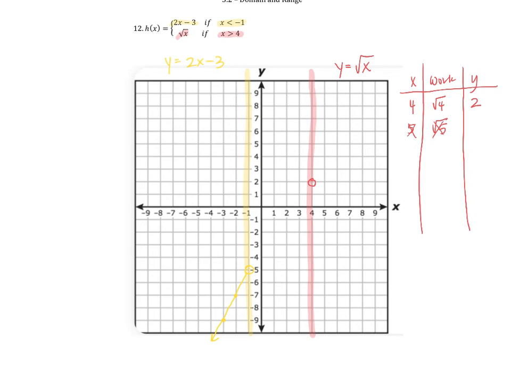So I want to pick something else that's a perfect square. So the next thing on my list is a 9. That's the next perfect square. The square root of 9 is 3. So (9, 3) is another point.